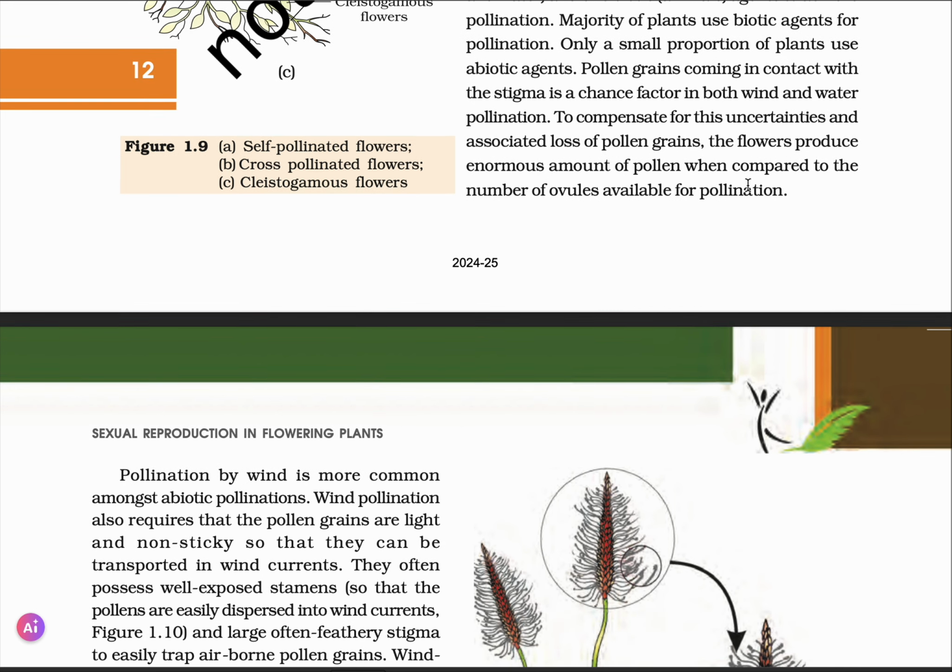To compensate for this uncertainty and associated loss of pollen grains, these flowers produce enormous amounts of pollen when compared to the number of ovules available for pollination. So we need to remember that in wind and water pollinated flowers, the flowers produce enormous amounts of pollen compared to the number of ovules available for pollination.